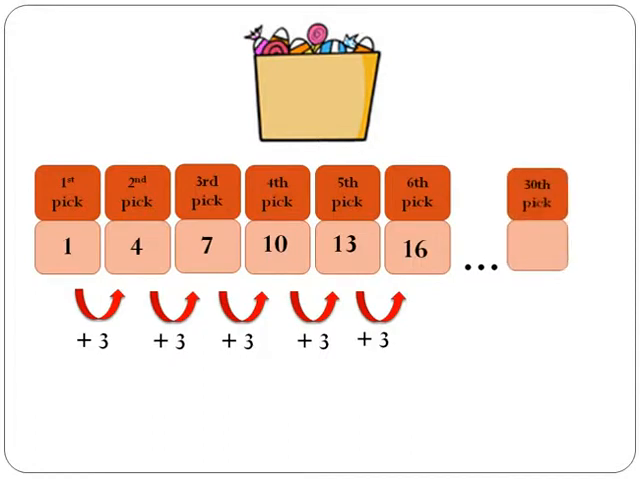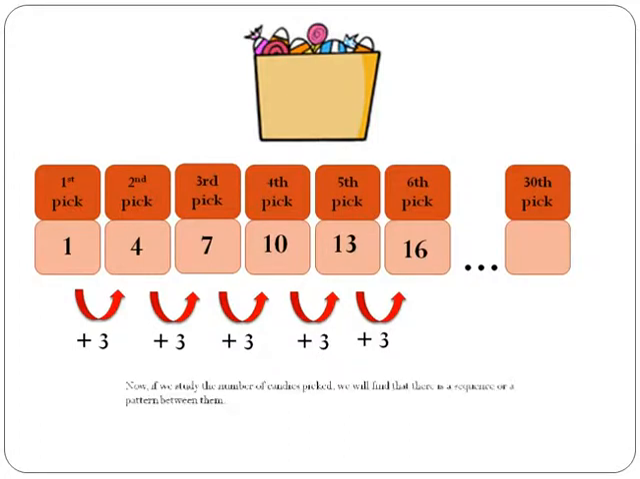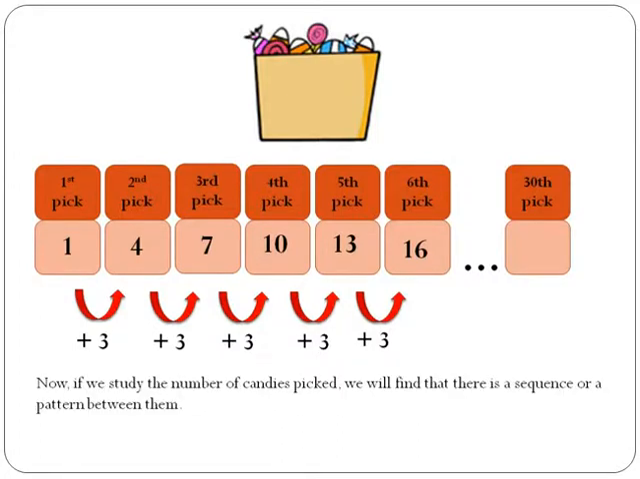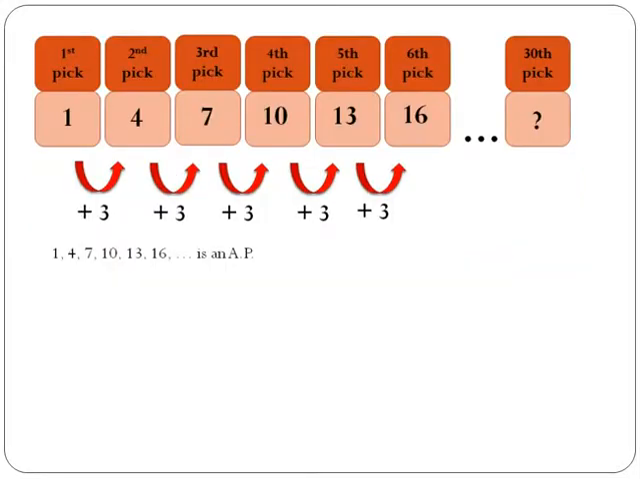This was easy to get, but now if I ask you how many candies he picked up the 30th time, how will you find out? The above process would be a little tedious. Now if we study the number of candies picked, we'll find that there is a sequence or a pattern between them. 1, 4, 7, 10, 13, 16 and so on is an arithmetic progression with a common difference of 3 and the first term being 1. So here comes the formula for it.